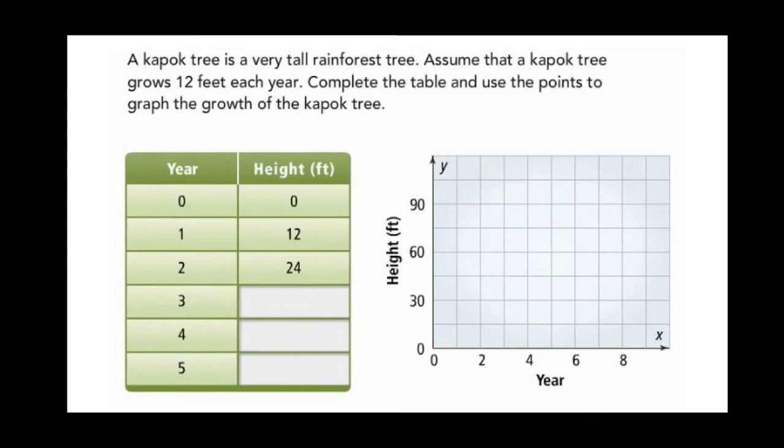Okay, so this table has to do with kapok trees. I'm not really sure how to say it. It's a tall rainforest tree. Assume that a kapok tree grows 12 feet each year. Wow, that's 1 foot per month. That's a lot. Complete the table and use the points to graph the growth of the kapok tree.